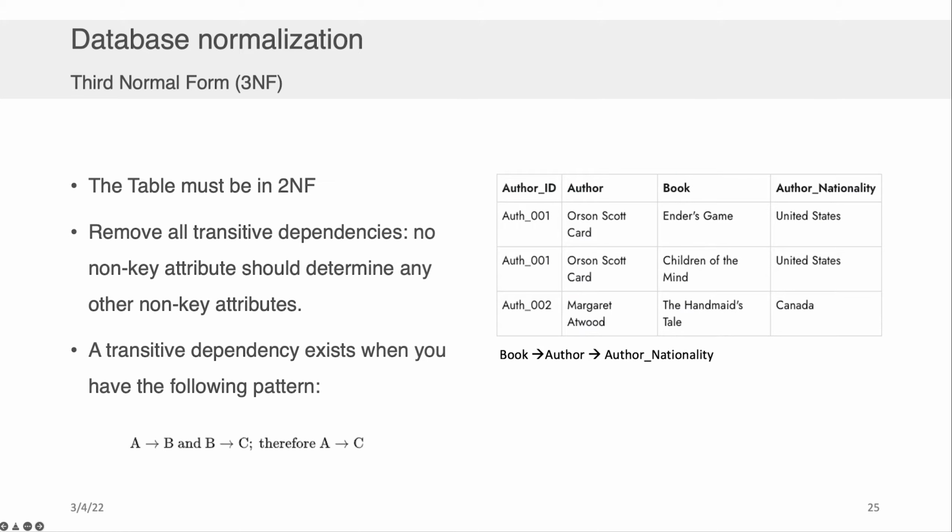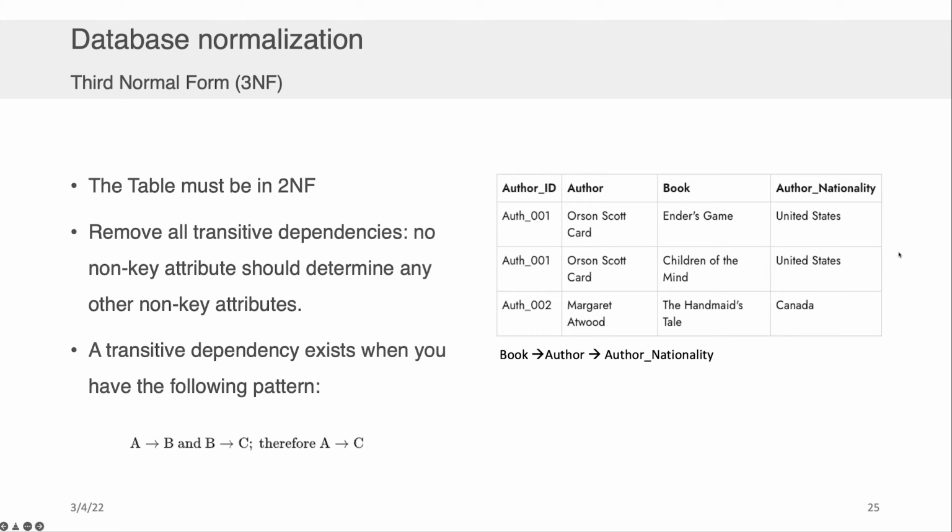Okay, and then the third normal form is you satisfy everything that's in the second normal form, but you have to also remove something called a transitive dependency. And this can be a little bit tricky to wrap your head around, so I'm going to try to step you through an example. First, the definition of a transitive dependency is that no non-key attribute should determine any other non-key attributes. Again, non-key is the operative word here.